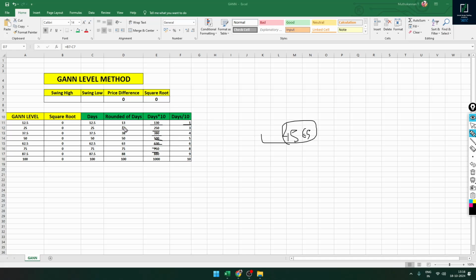So if the number of days is more than 3 digits, we will take a 2 digit number. If the number of days is a single digit, we will take a 2 digit number. That's the reason I'm multiplying by 10 and dividing by 10. The two things I have added are not necessary, to be frank, but they simplify the process. I have taken the rounded off value times 10, and the rounded off value divided by 10.